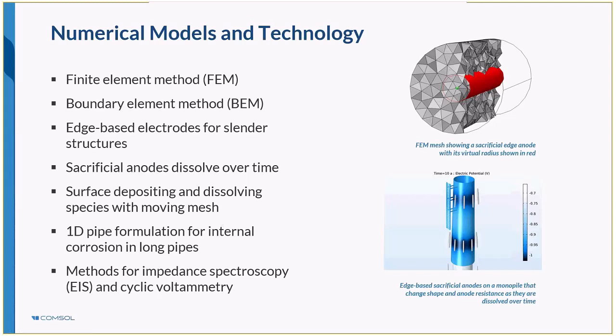For large pipeline structures, it's often more convenient to use a 1D pipe formulation, which we've developed to look at the corrosion within the system, because they can be very long and linear structures, and if you're modeling that strictly with the finite element method, that can use quite a lot of memory. So we do have a more memory efficient method for representing that.